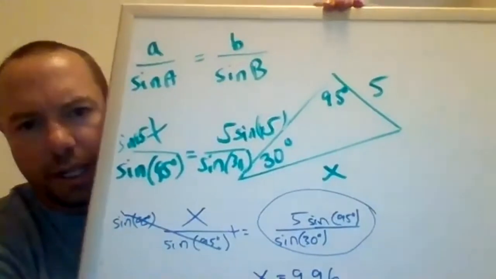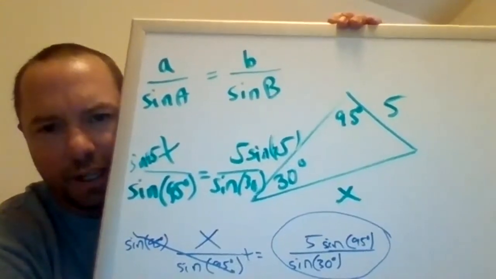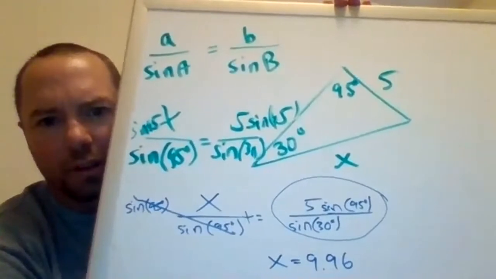Because I just did this recording late, we've got a scalene triangle with 30, 95 degrees, x and 5. We did law of sines. We got 9.96 for x. But I'm going to erase all this.